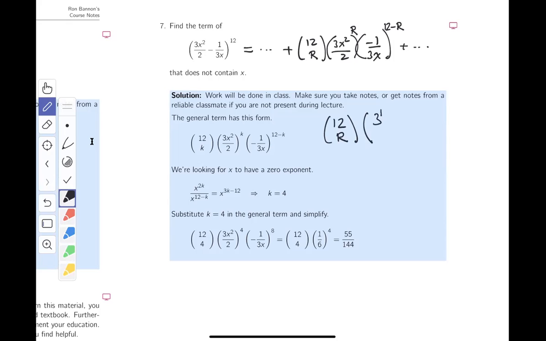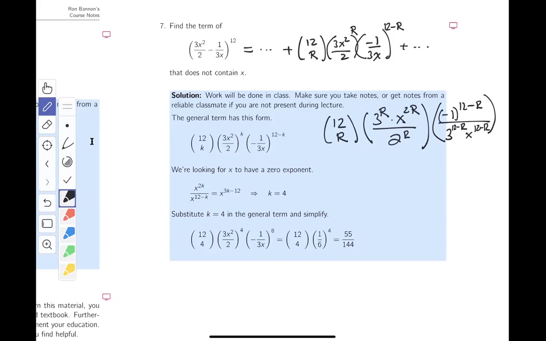And you would get, well, let's write this down. 3 to the r, x to the 2r, 2 to the r. A lot of work. This one's going to be crazy. Minus 1 to the 12 minus r. And on bottom, you get 3 to the 12 minus r. And you would get x to the 12 minus r.